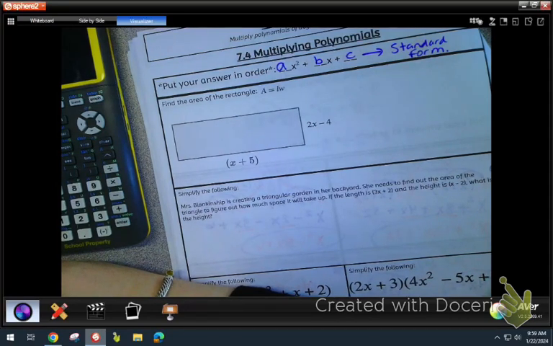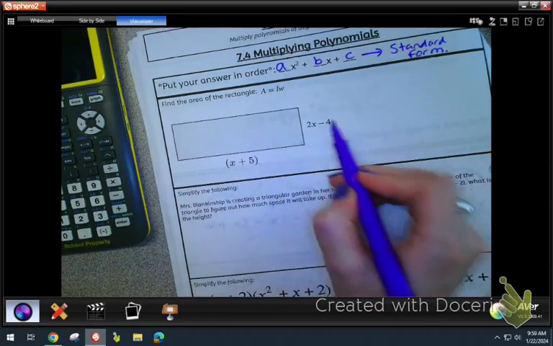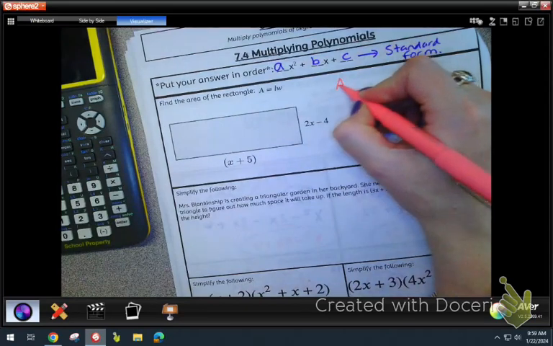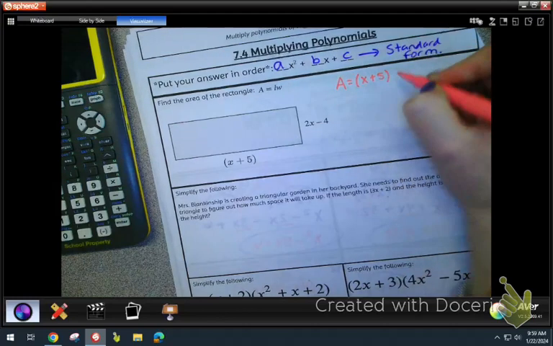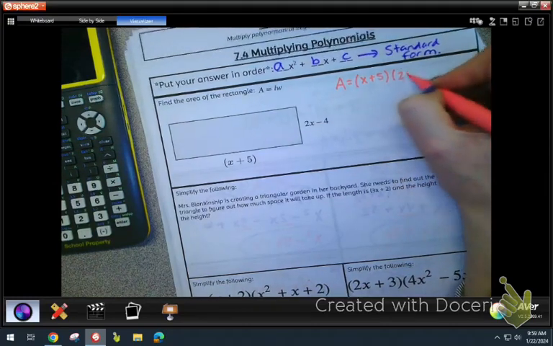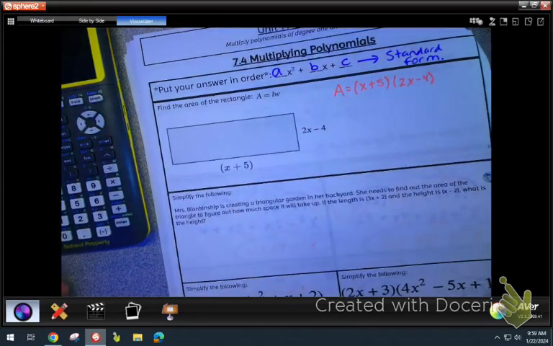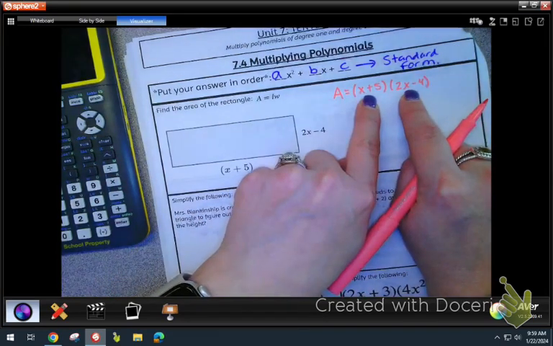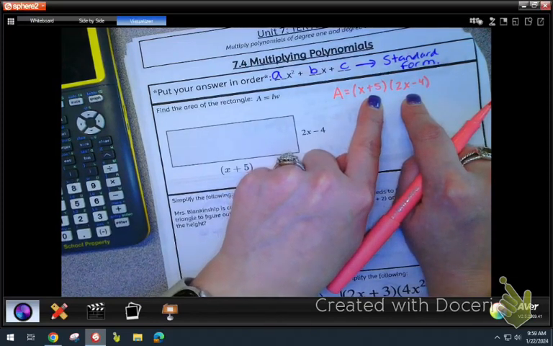So here's an application for you. This says find the area of the rectangle, and it tells you that area is length times width. But if you look at this, our length and our width are binomials. So if I want to find the area, I need to multiply x plus 5 times the width, which is 2x minus 4. That's all I'm doing, just following my formula. My formula says you multiply these. I write them as a multiplication side by side. This becomes a binomial times a binomial. Y'all see the exact same problem that we've been doing on the other side.